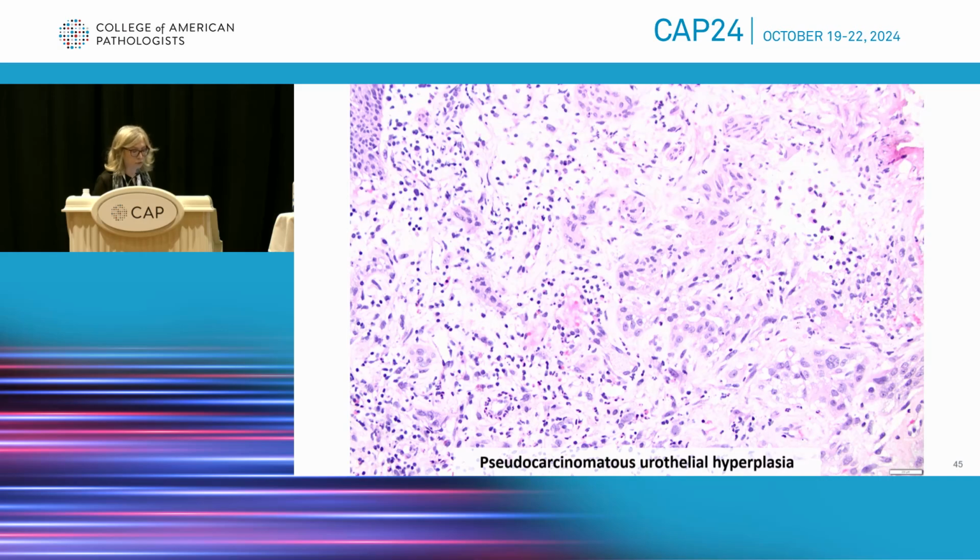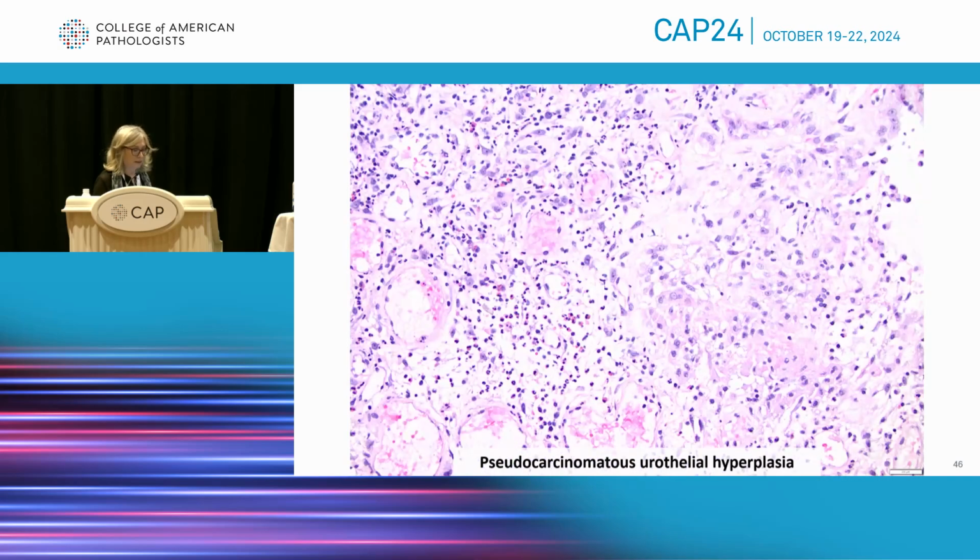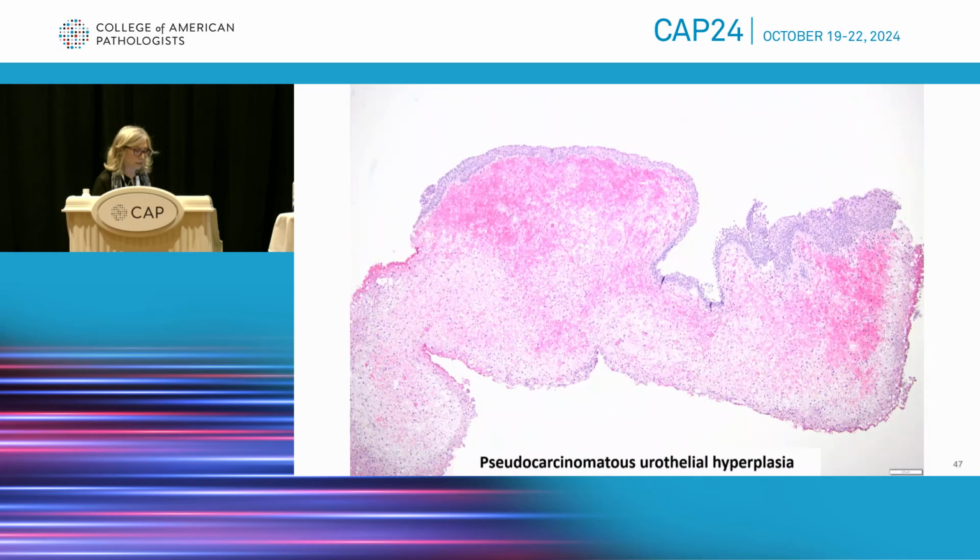And here there are tons of neutrophils. There's edema. There can be vascular ectasia, fibrin thrombi in the vessels, and a lot of red blood cell extravasation and hemorrhage in the lamina propria, and also without any in situ component. So this is a benign mimicker for those nested proliferations.